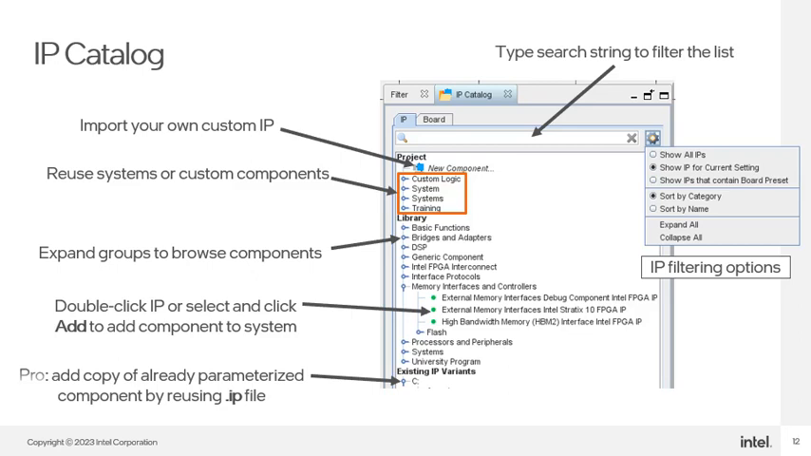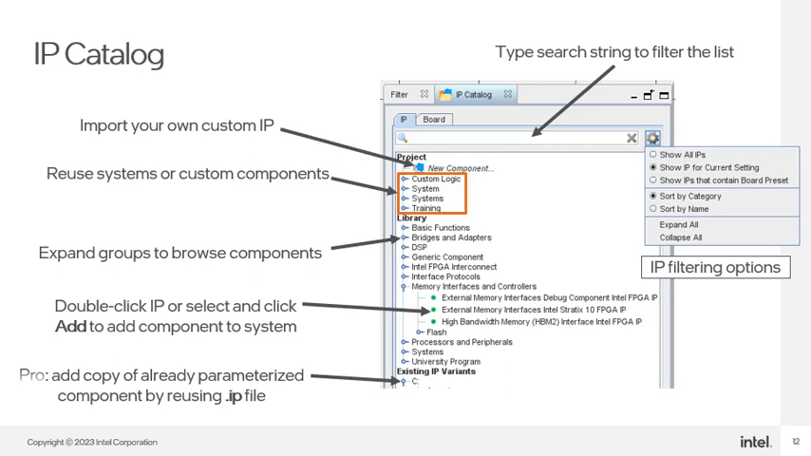Just start typing in characters and Platform Designer dynamically filters the list as you type. You can also perform general filtering on the IP catalog list using the options that appear when you click the gear in the upper right-hand corner of the tabs as shown.